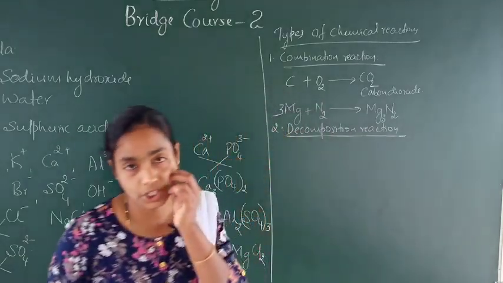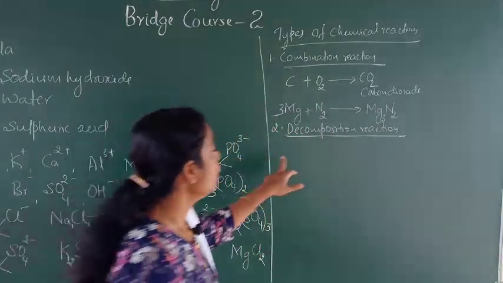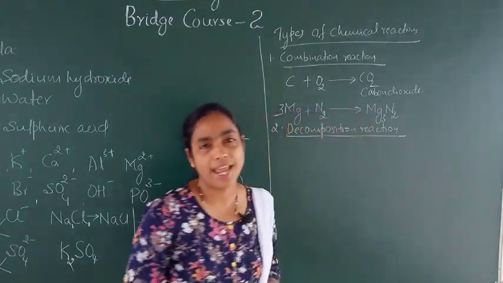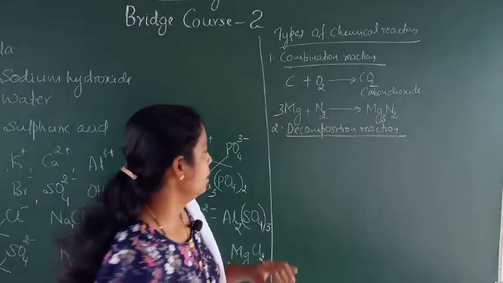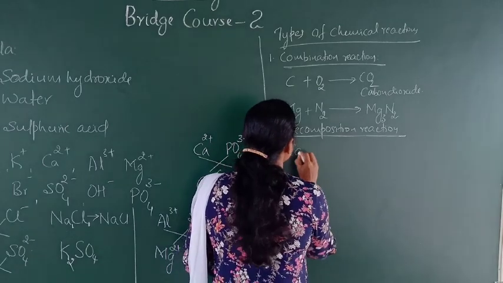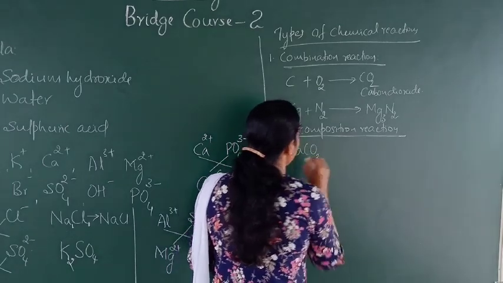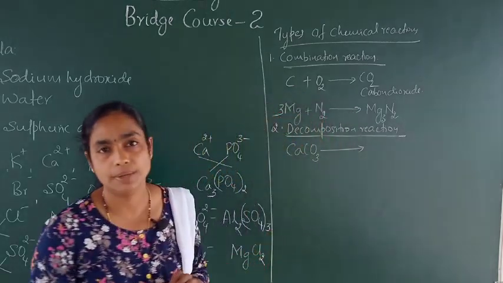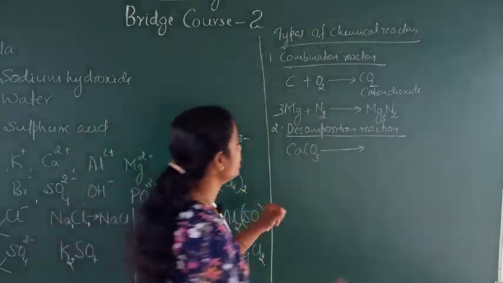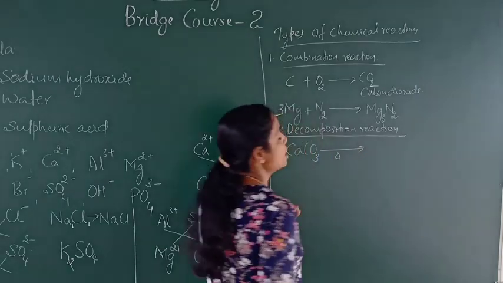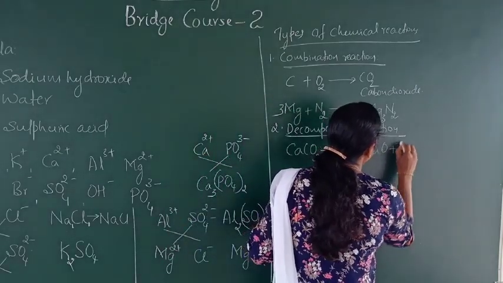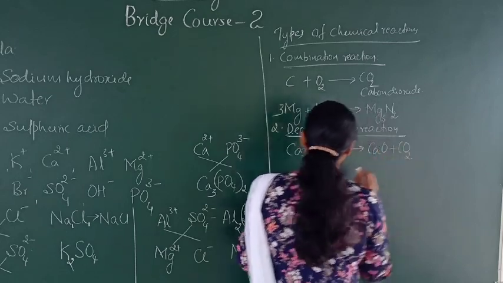In the decomposition reaction, breakdown of the compound into smaller fragments takes place. Example for decomposition reaction is decomposition of calcium carbonate. If you heat the calcium carbonate, it splits into calcium oxide and carbon dioxide.